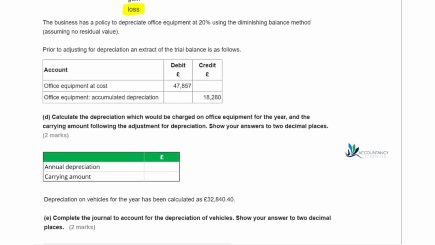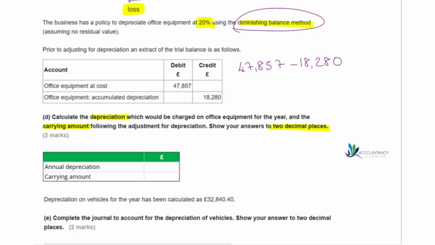The business has a policy to depreciate office equipment at 20% using the diminishing balance method, assuming no residual value. Prior to adjusting for depreciation, an extract of the trial balance is as follows. Now we need to calculate the depreciation which would be charged for the year and what the carrying amount would be following the adjustment for depreciation, now working to 2 decimal places. So because we're working on the diminishing balance method, we need to apply the depreciation percentage on the carrying amount. So let's work that out first of all.